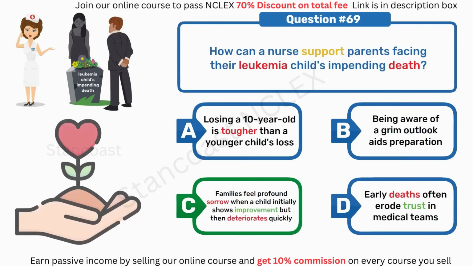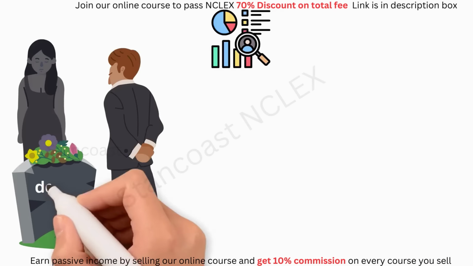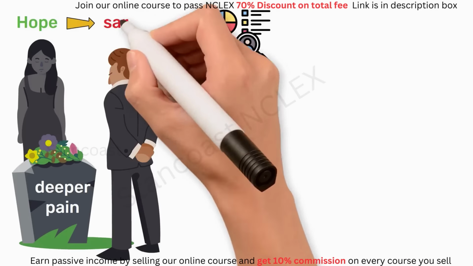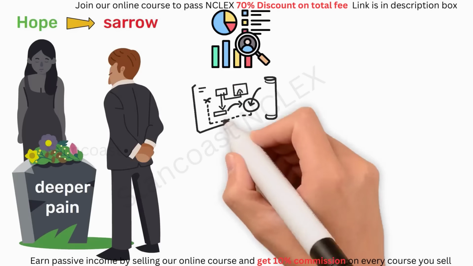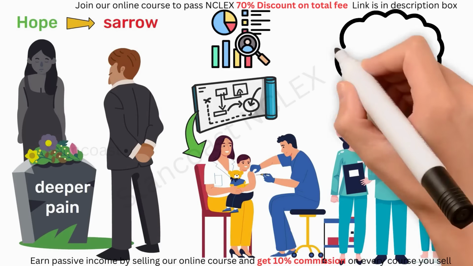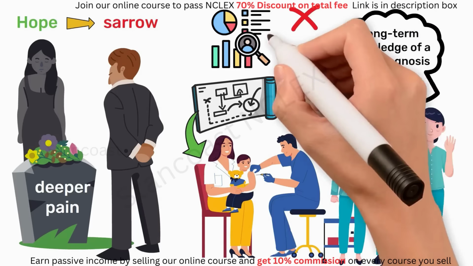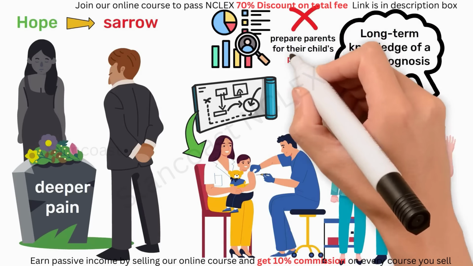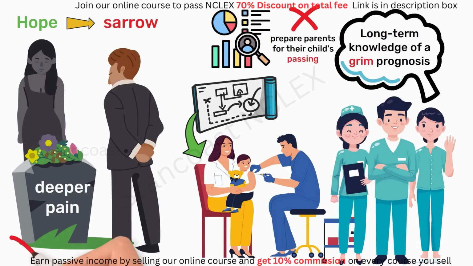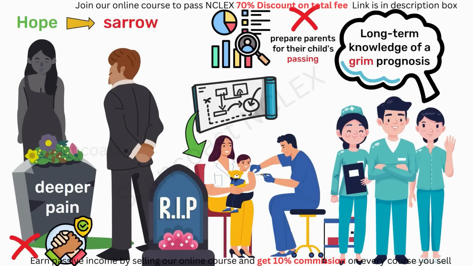Here, option C is correct, because research indicates that parents feel deeper pain when hope turns into sorrow. When devising strategies to support parents of a terminally ill child, nurses should keep this in mind. Long-term knowledge of a grim prognosis doesn't always prepare parents for their child's passing. Moreover, it's not a given that untimely deaths break trust in health professionals, or that the loss of an older child is harder to bear than a younger one.